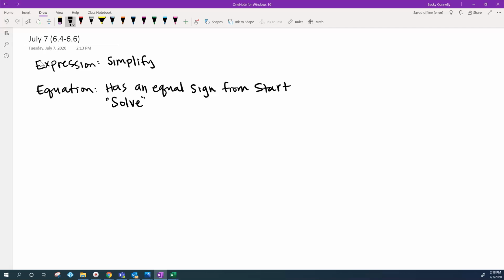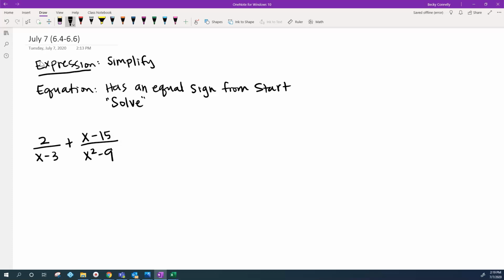So let me write down this first one. It said 2 over x minus 3 plus x minus 15 over x squared minus 9. So this is an expression, because it doesn't start off with an equal sign in it. We don't know what this is equal to. There's other questions where it would say something like this equals -5 or something like that, and then that would be an equation.